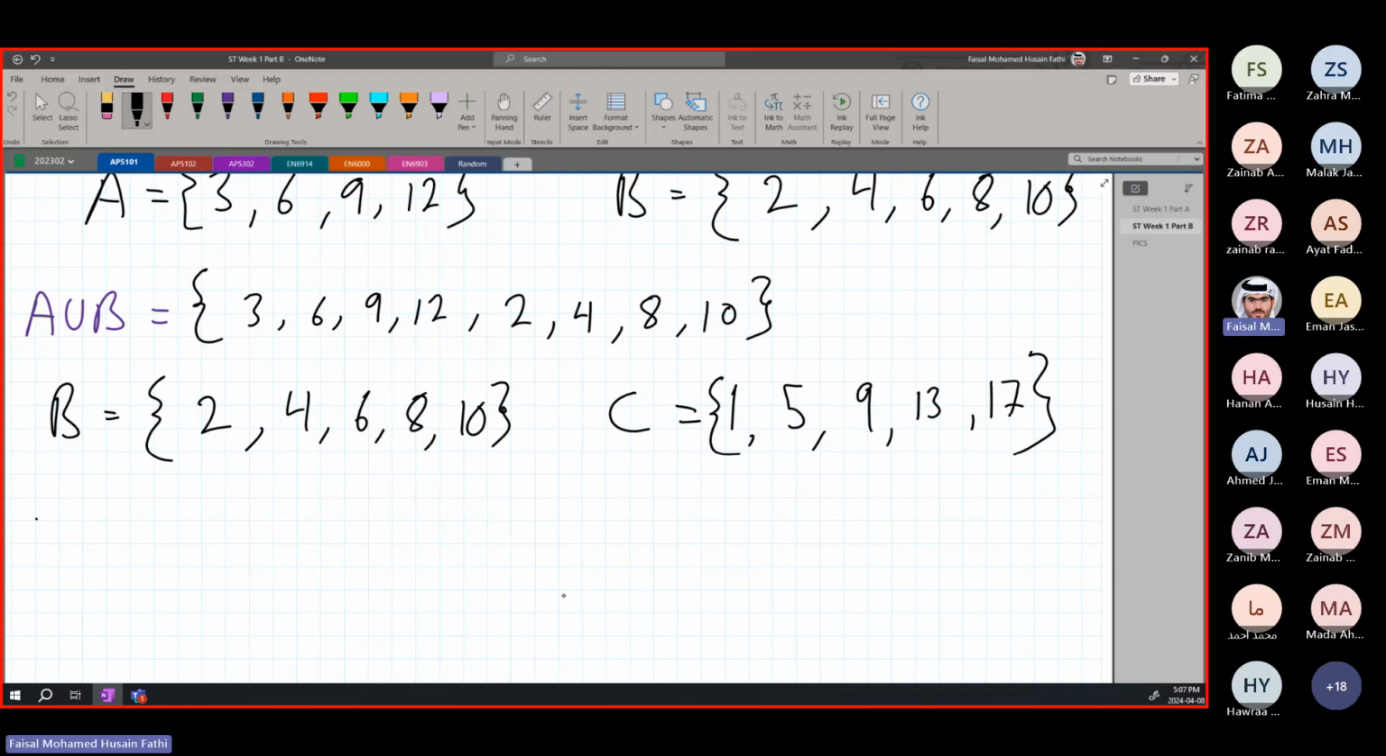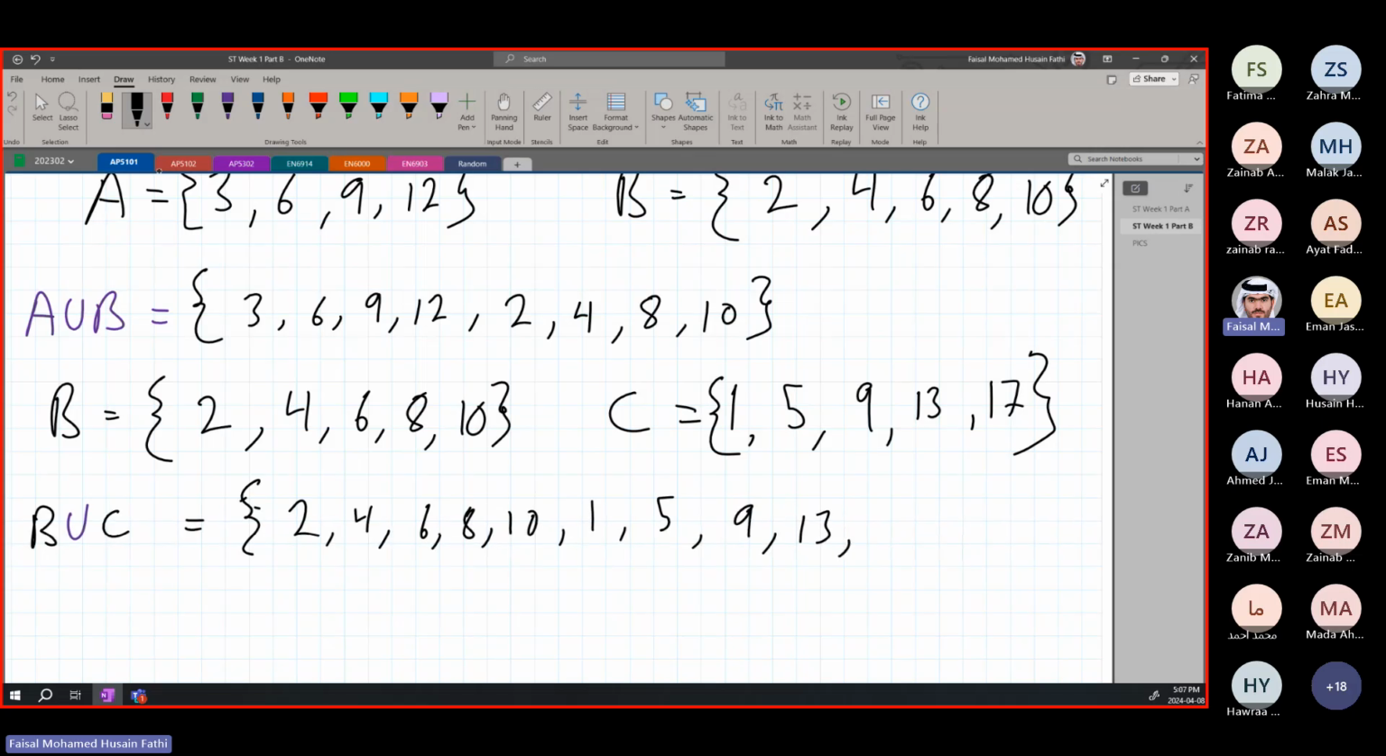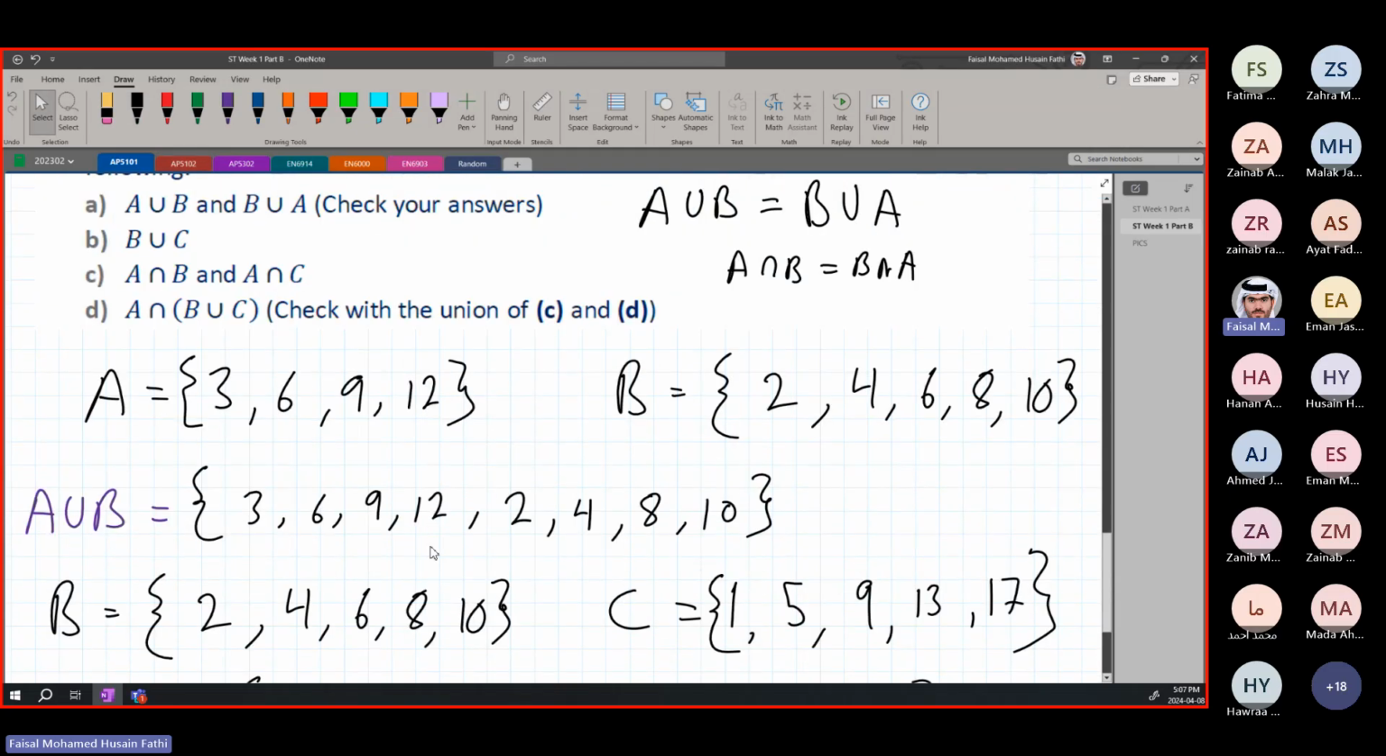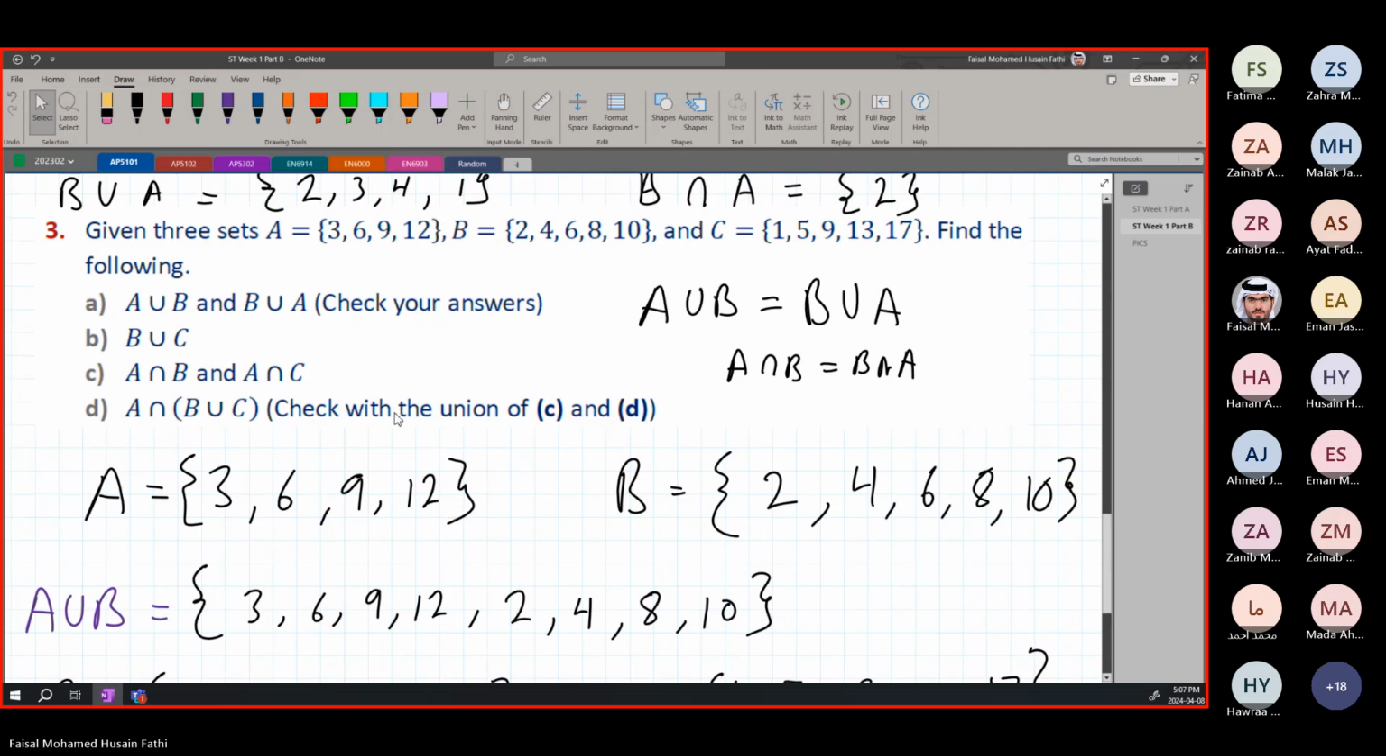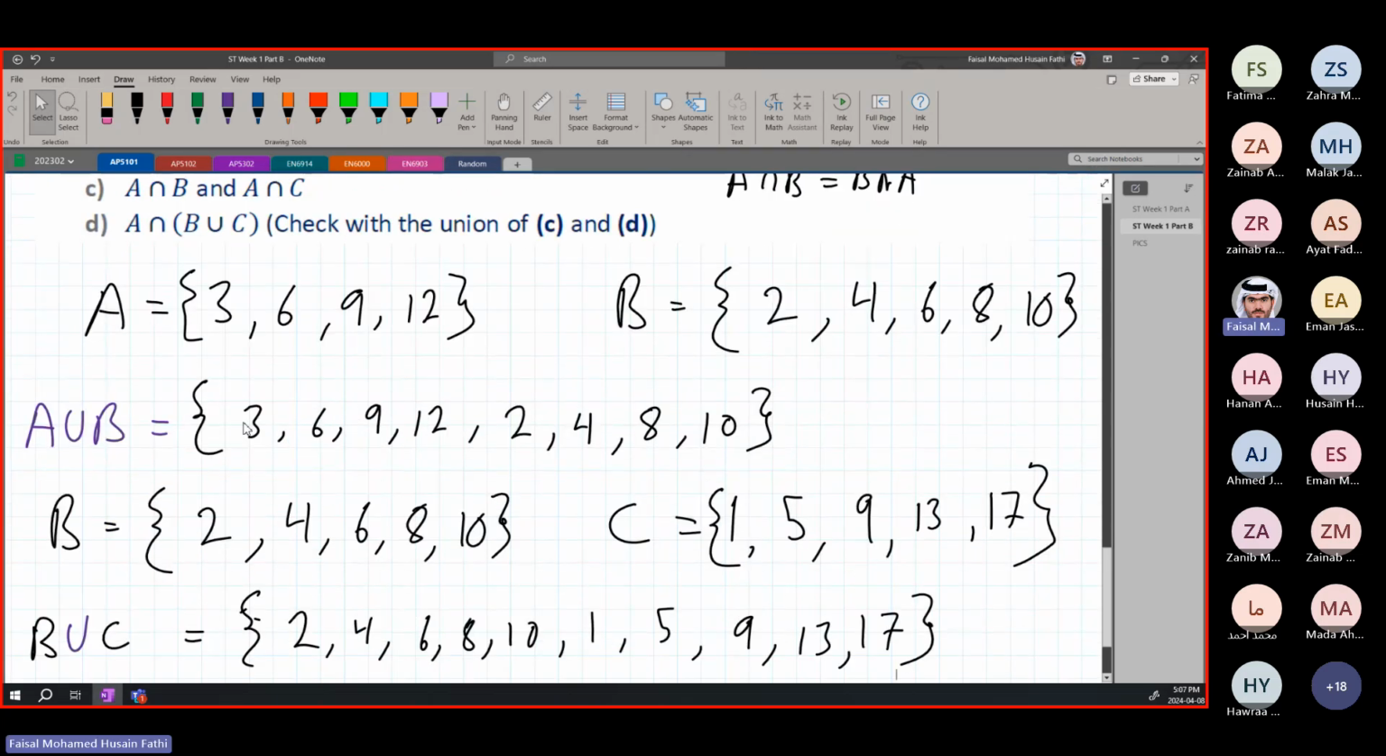Again, very simple. B union C is going to be equal to, since we have union here, we're just going to write them all again. 2, 4, 6, 8, 10. We're going to write all the numbers of one of them, and then we're going to write the non-repeating numbers here. So 1 is not repeated, 5 is not repeated, 9 is not repeated, 13 is not repeated, 17 is not repeated, nothing is repeated. So we are going to write it this way. Now, that is B. We're done. This is the entire set.